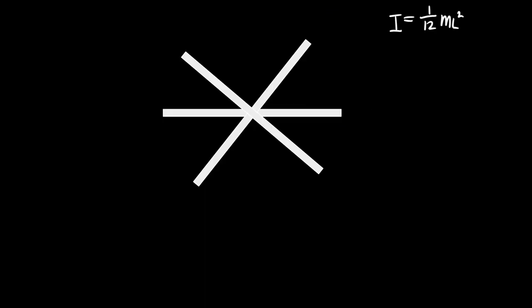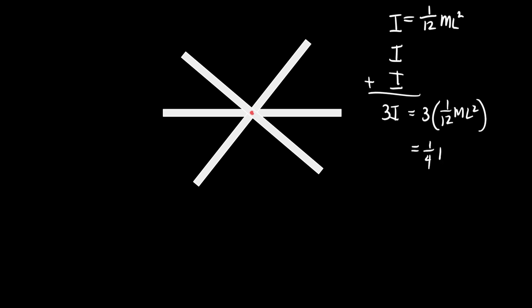So take a minute. If you have three things and you know their moments of inertia and they have the same shared axis of rotation, then you can just add up all three moments of inertia. And since they're all the same, it's just going to be 3 times the moment of inertia. So 3 times 1/12 ml squared is the moment of inertia of this system, which is 1/4 ml squared.